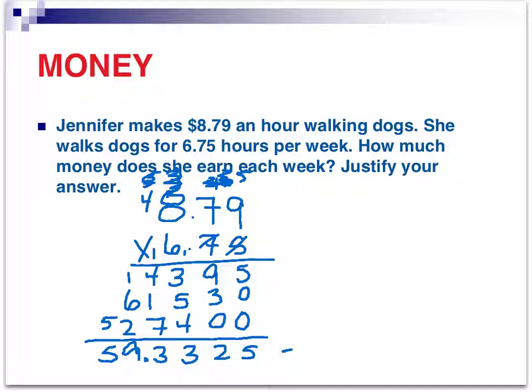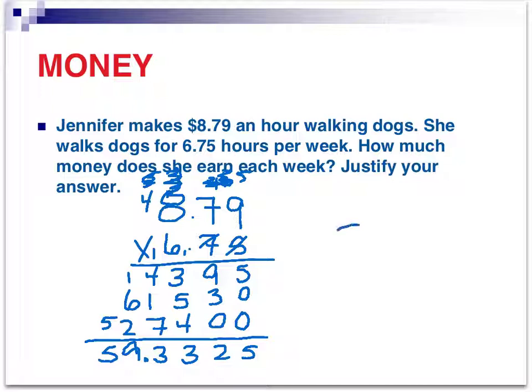Finally, I need to take a look at what my answer is and what does it mean. Again, I want to find out how much money does she earn each week. Well, 59.3325 is not a number that talks about money. So what I need to do is take that number and turn it into a money number. I need 2 digits behind the decimal point for the cents. So I'm going to use rounding. So looking at 59.33, I'm going to look here. That's the pennies part. So I'm going to look to its neighbor, which is a 2. A 2 is a 4 or lower number. Therefore, this 3 remains the same.